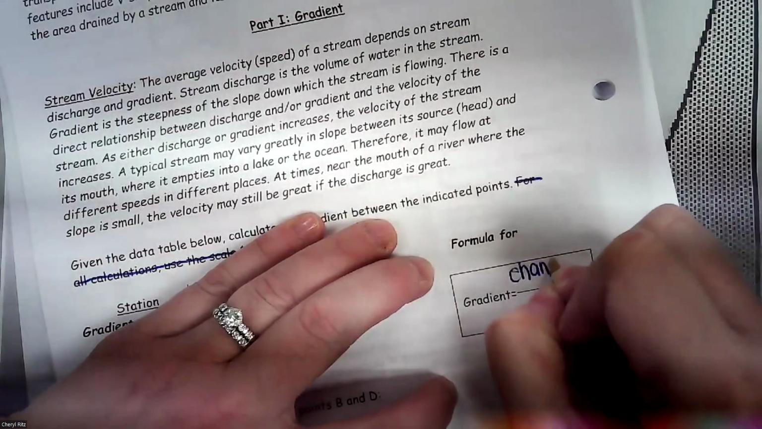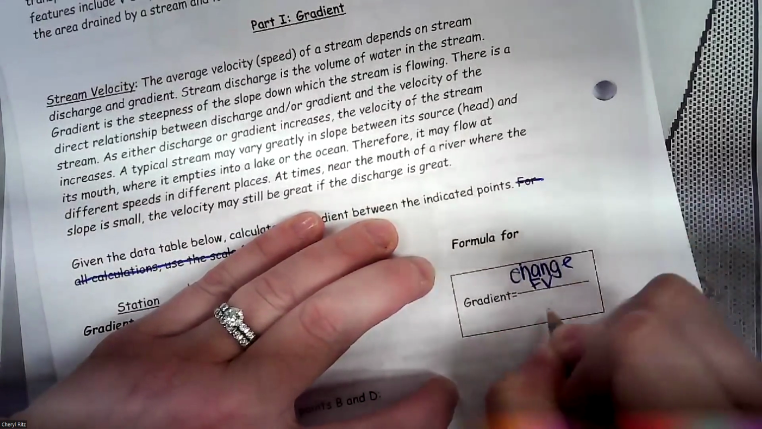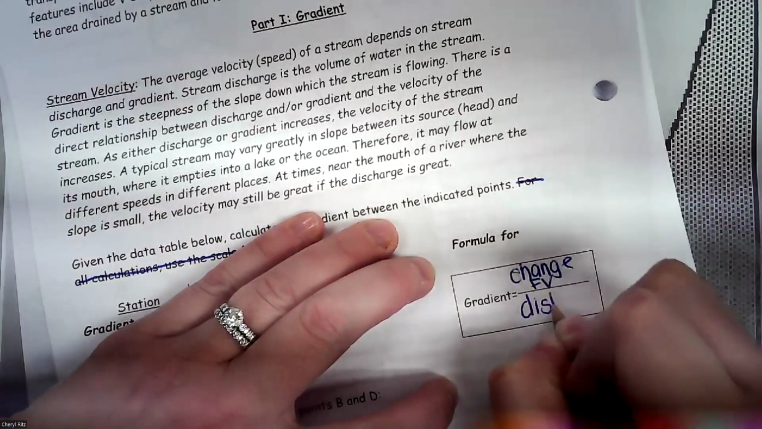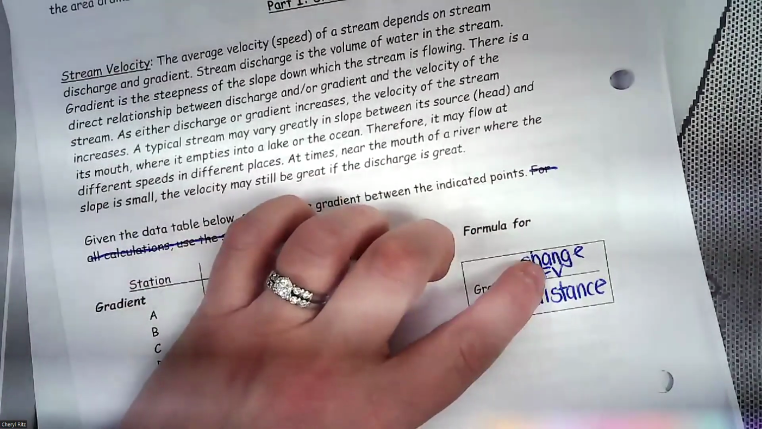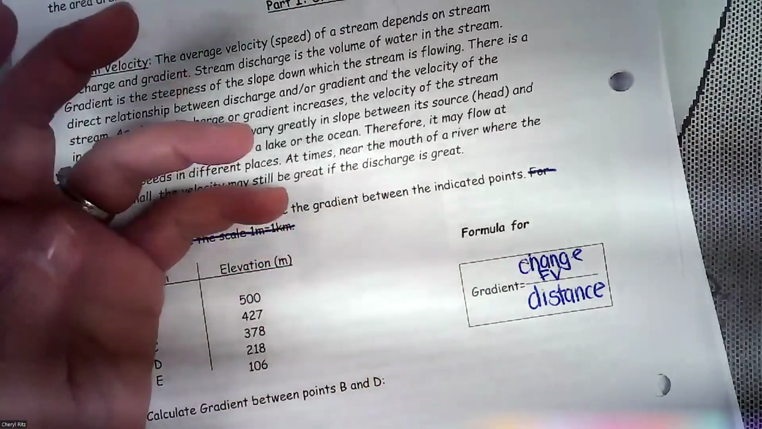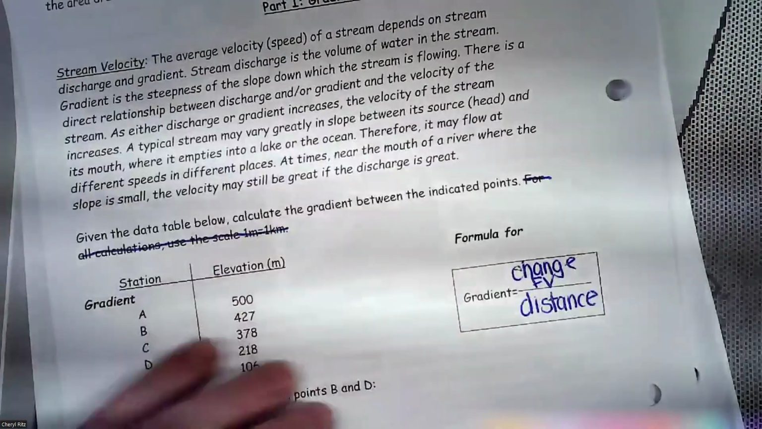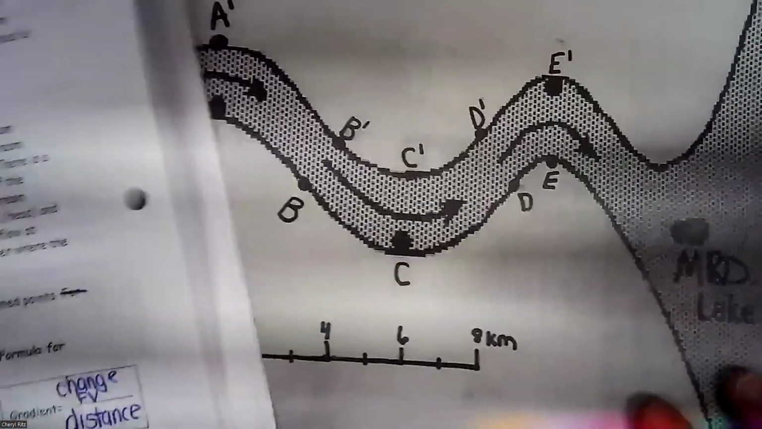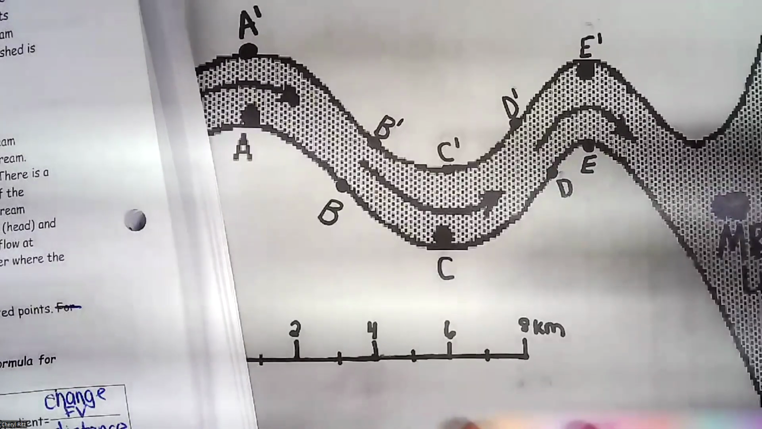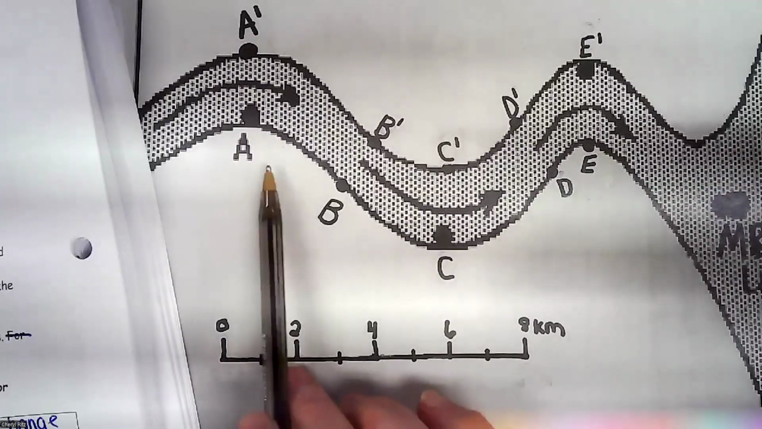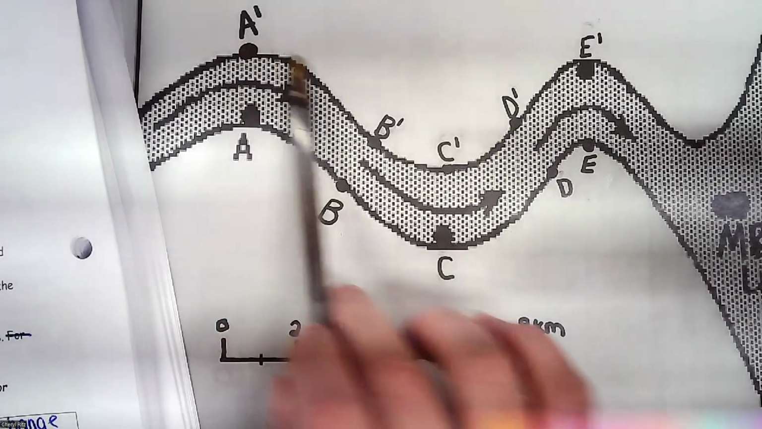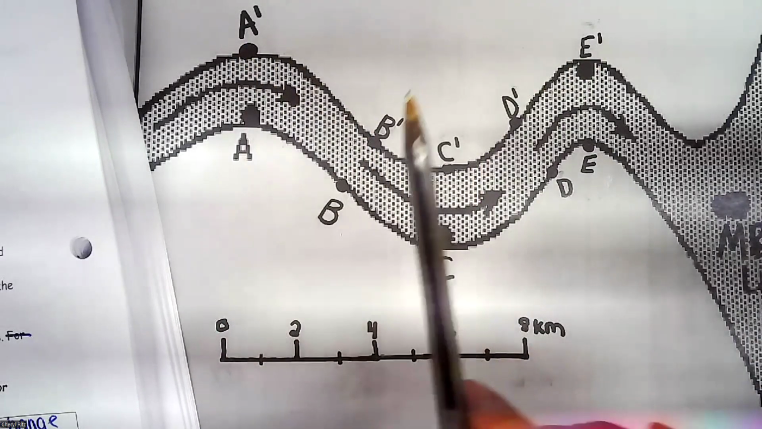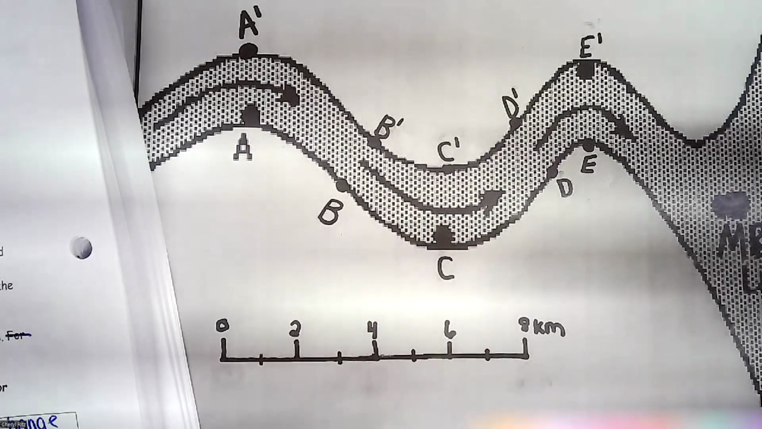So it's the change in field value divided by distance. So I just wrote change in FV, field value. It's just really the change in elevation. So on our river, you should notice that I have labeled a few spots. I've labeled A, B, C, D, and E, along with directly on the other side of the river, A prime, B prime, C prime, D prime, and E prime.